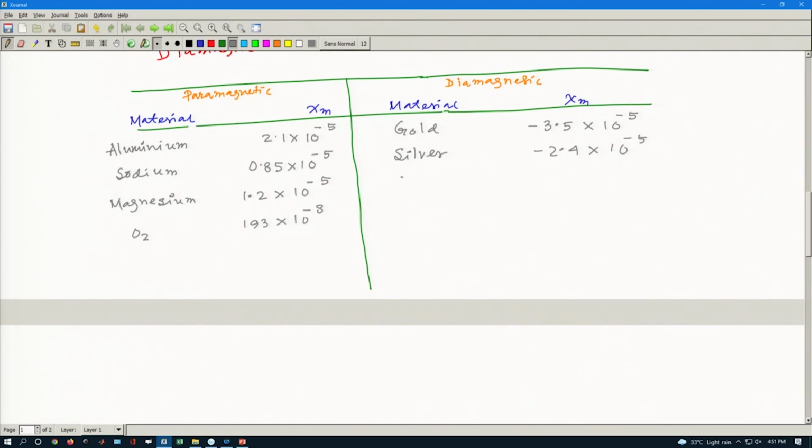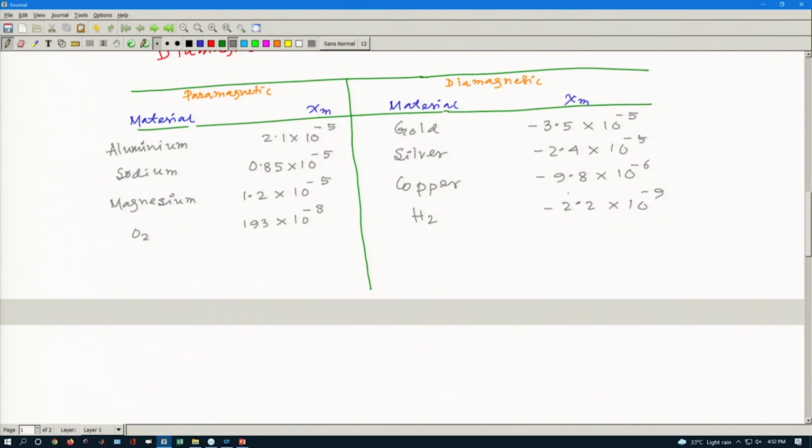Then copper, it is minus 9.8 into 10 to the power of minus 6. And then we have hydrogen, which is minus 2.2 into 10 to the power of minus 9.